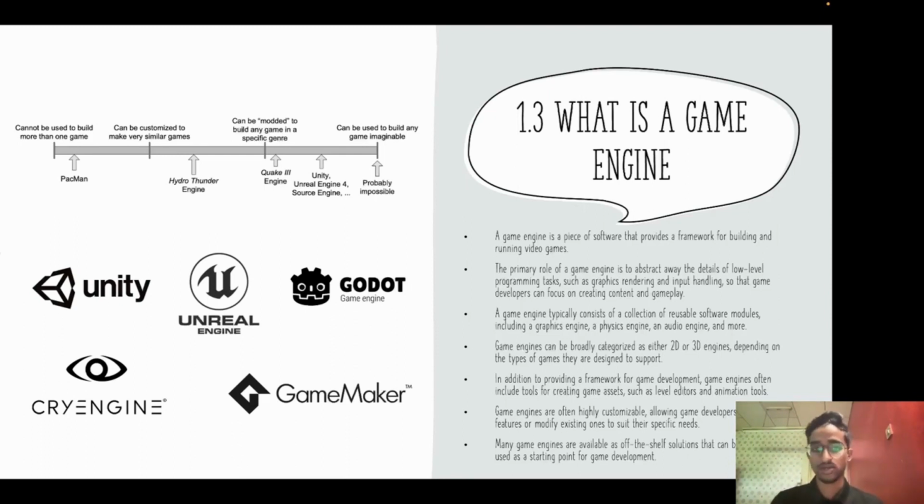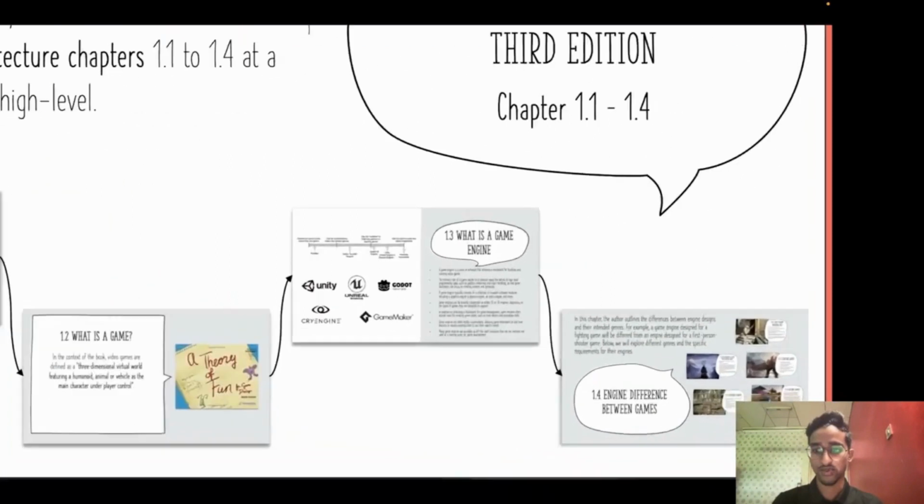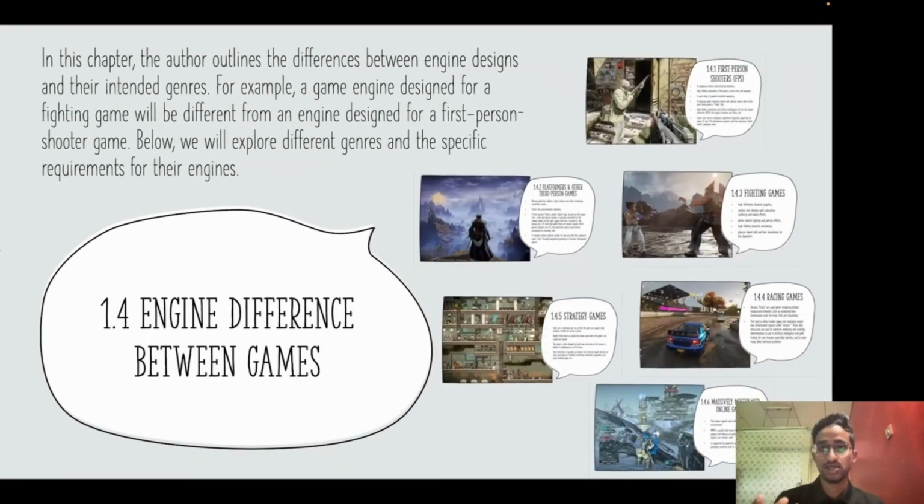Okay, so moving on to 1.4. In 1.3 we looked at how engines can help in making more games with less work. In this chapter we're talking about how for certain genres of games, certain things in engines must be specific or specialized to allow that game to be the best at what it does.